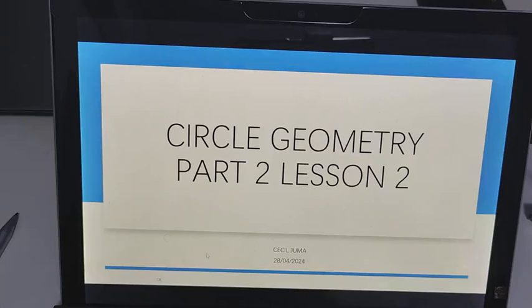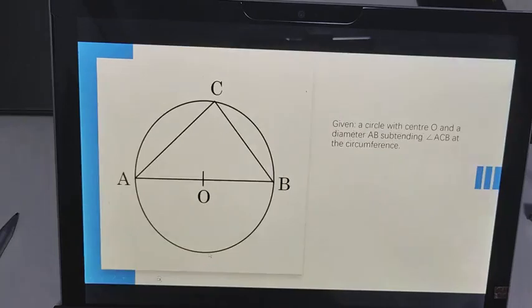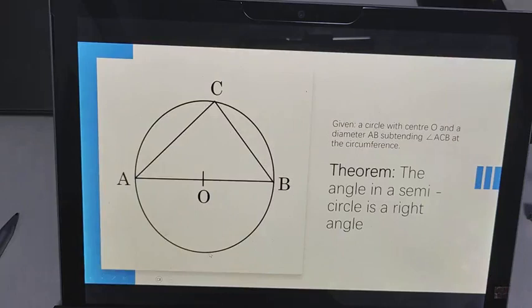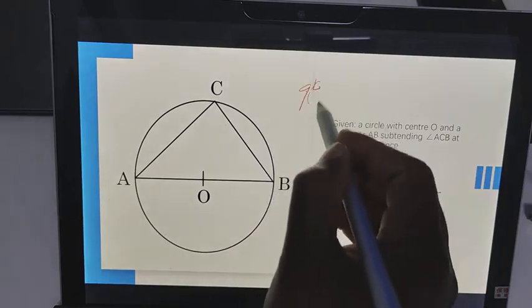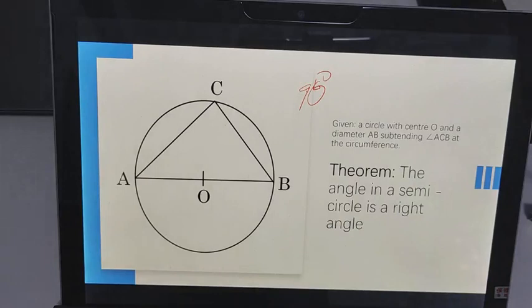So in this lesson, we'll first of all look at this formula where we are saying the angle in a semicircle is a right angle. First, let's recall what a right angle is. A right angle is any 90 degrees angle. So they are saying the angle in a semicircle is a right angle. And what is a semicircle? A semicircle is more or less like a half of a circle. It is just a half.